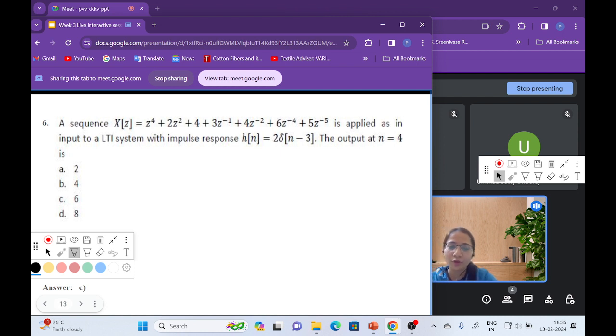This time I will wait for 1 minute so that you can solve, then I will go through this question. Okay. And try to answer this question in the chat box as well if you are solving. Just first try to find the Z transform of h of n, then multiply this with x of z and find the value at n equal to 4.